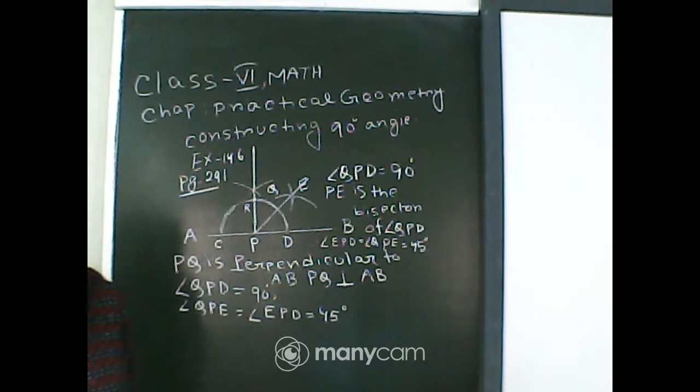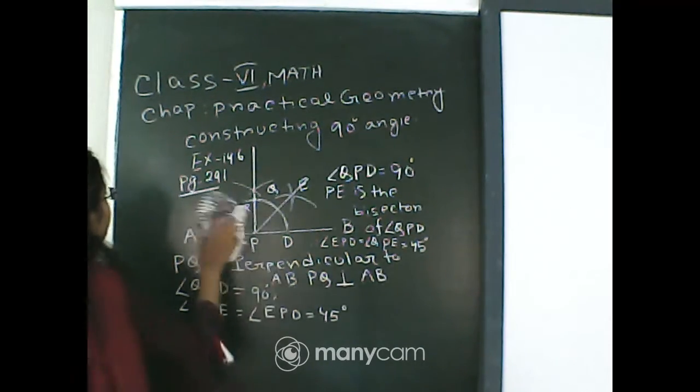Next, question number 2. Draw an angle of measure 147 degree and construct its bisector. First we draw an angle 147 degree, then we bisect it. Okay.